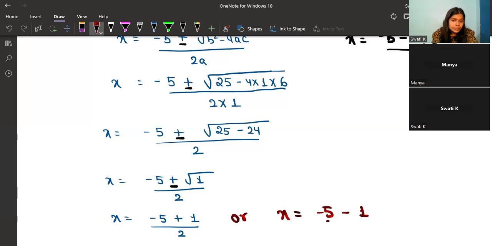Do you understand this part? If you want me to do it separately, I can do it, but it will take a lot of time. Ultimately, you are doing the same thing with the minus sign.